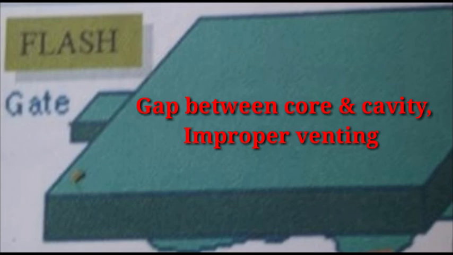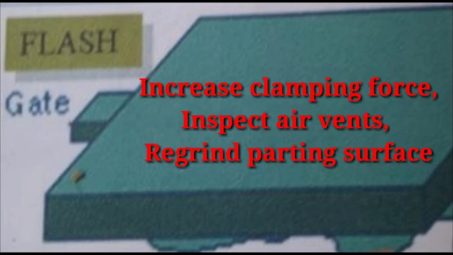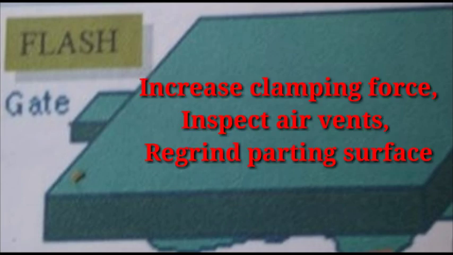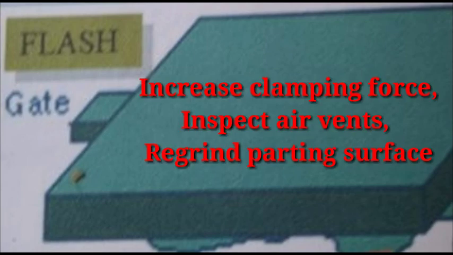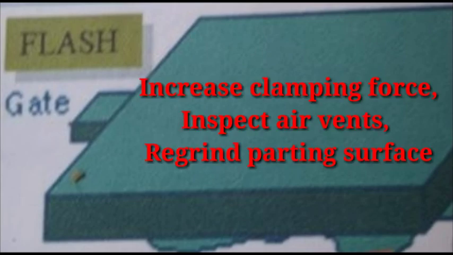Now we are going to see the remedies of flash, how we can avoid it. Increase the clamping force, inspect the vents, air vents, and clean or regrind the parting faces. Decrease the injection pressure. These are the main remedies of the flash. These are some of the molding defects, their causes and remedies.